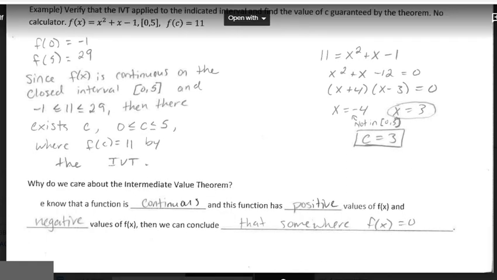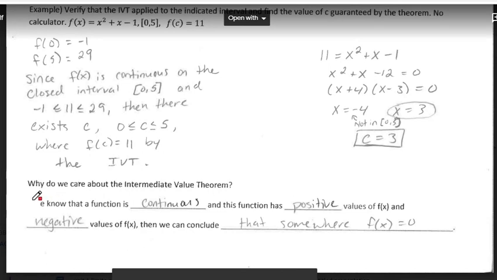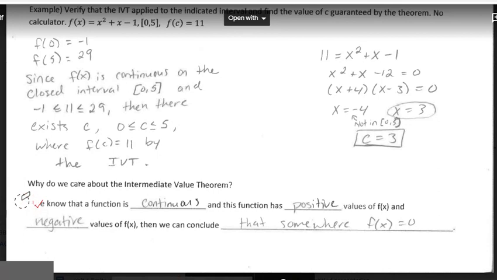Okay, why do we care about the intermediate value theorem? There should be a little W here, so let's see if we can get that. We know that a function is continuous. Oh, actually, this should say if we know. So if we know, that's hideous. Let's erase that.